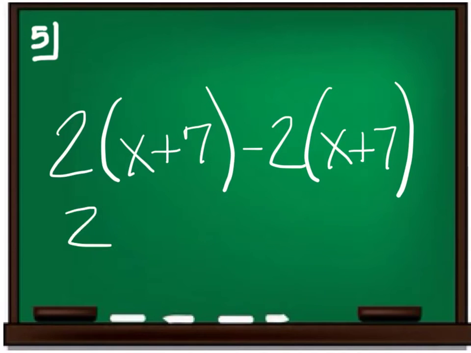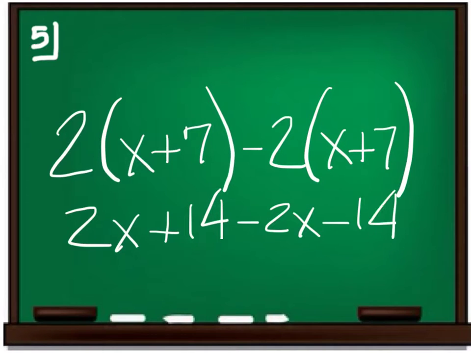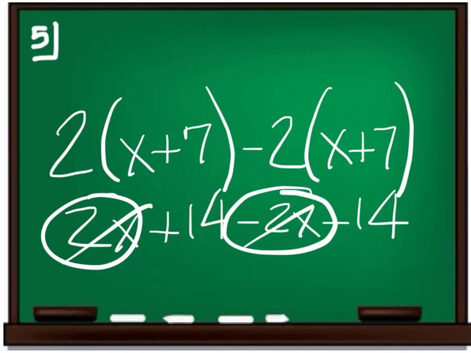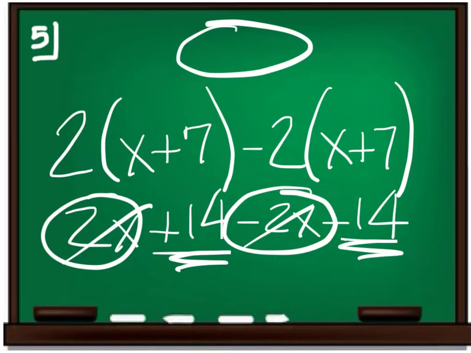You should have 2x plus 14 minus 2x minus 14. The 2x minus 2x cancel out, and the 14 minus 14 cancel out, so you should have 0.